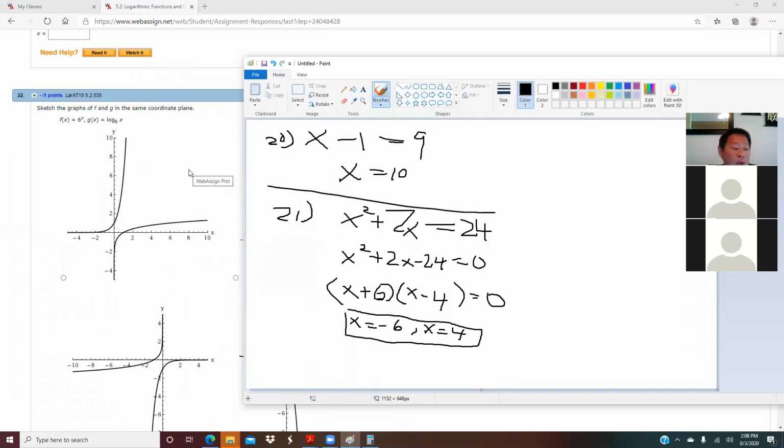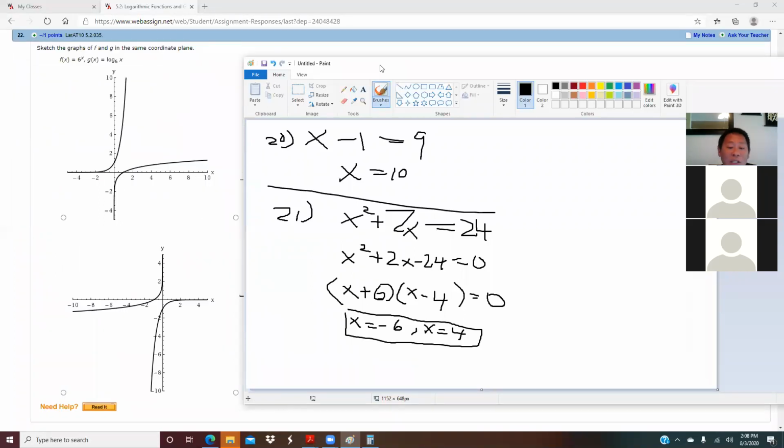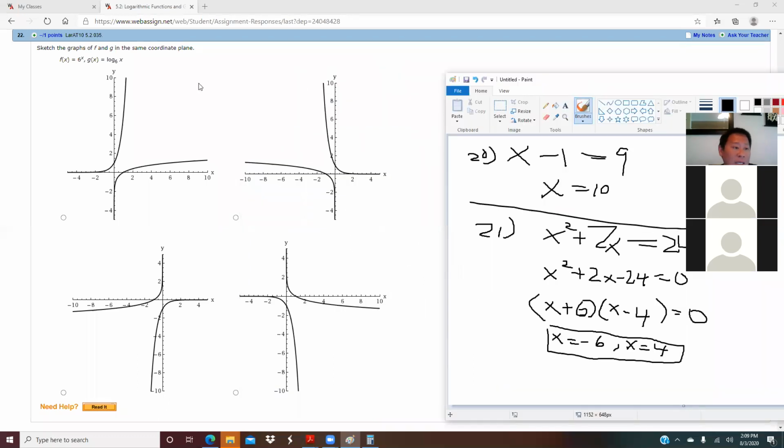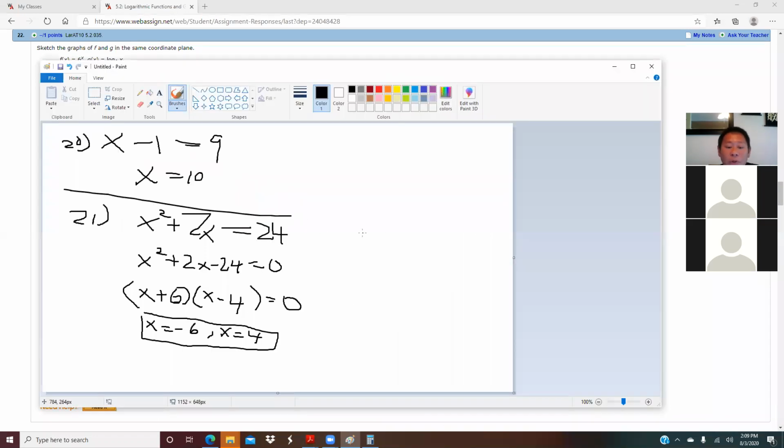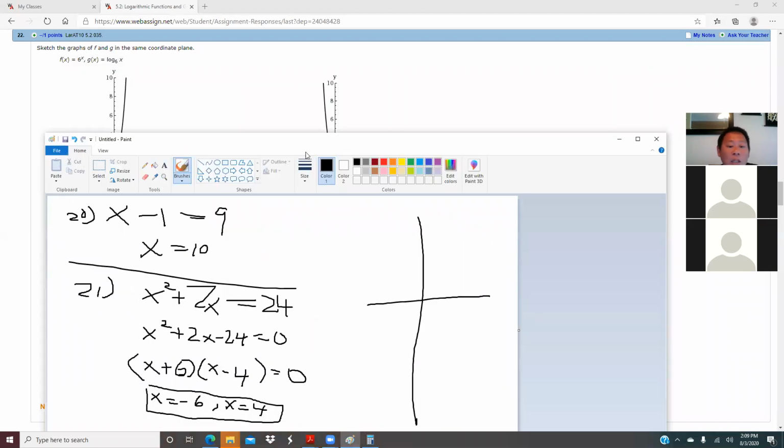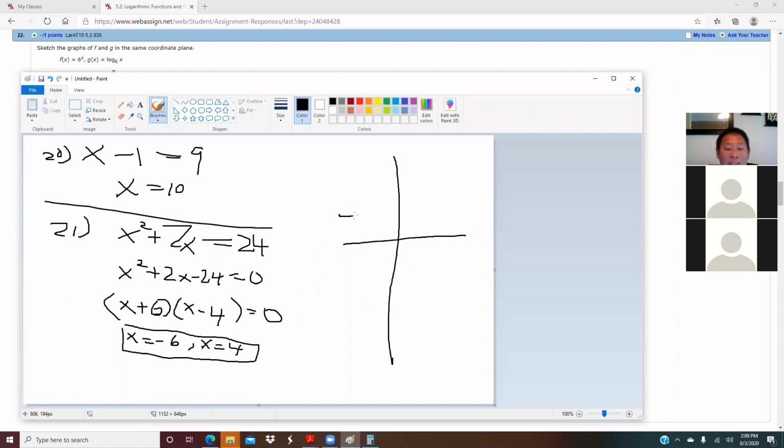Next is question 22. Now, how do you sketch these two? It's very easy. Every time you graph the two, one is exponents and one is log. Exponents will look something like this. You cross at 1. And log will look something like this, and it will cross at 1 on the x.